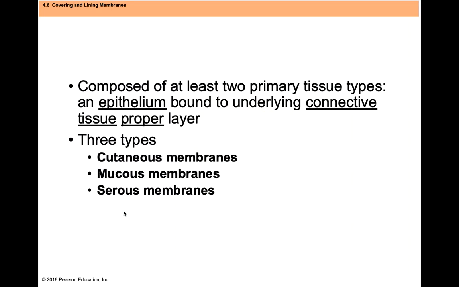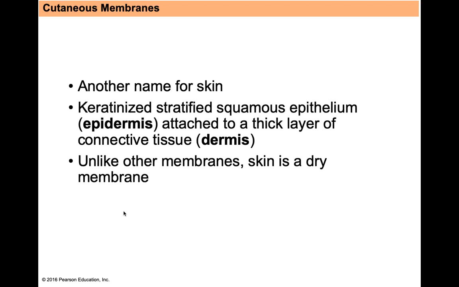Okay, covering and lining membranes, we're going to talk about a couple different examples of that here. Our covering and lining membranes are composed of at least two primary tissues: an epithelium bound to underlying connective tissue proper layers. There are three different types that we're going to talk about: cutaneous membranes, mucous membranes, and serous membranes. This is actually going to be our last section of covering and lining membranes.